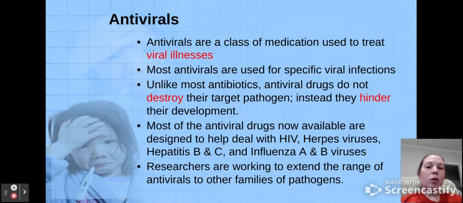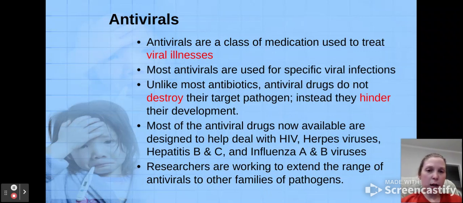Now, we do have what are called antivirals, and those are a class of medication that can be used to treat viral illnesses. And most of these are used for a specific viral infection. Whereas some of our antibiotics can cover a wide range of bacterial infections. So you might get cephalexin for a couple different things, or amoxicillin for a couple different things. It'll still treat it. Antivirals are viral specific.